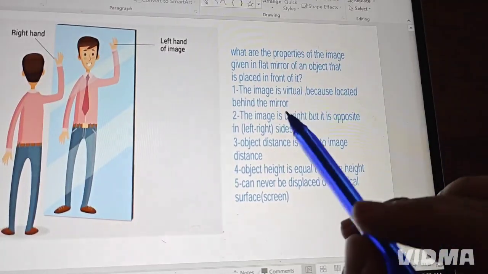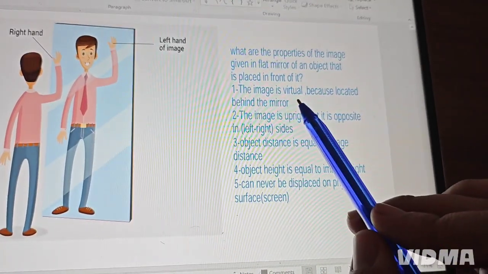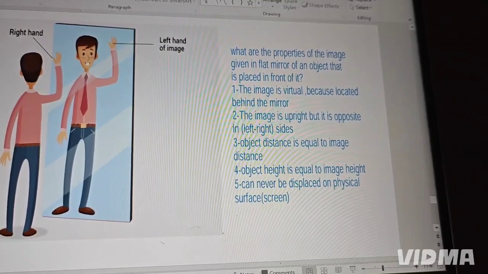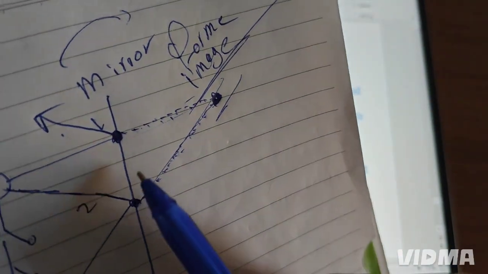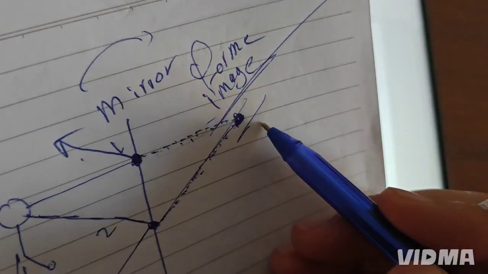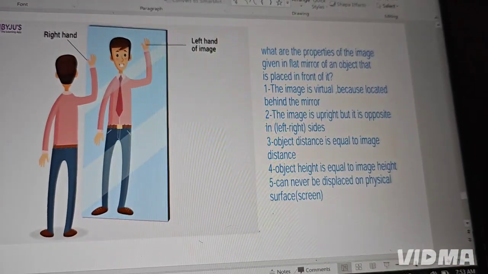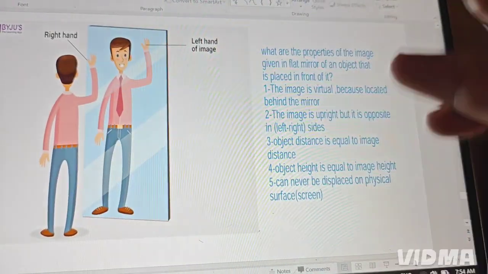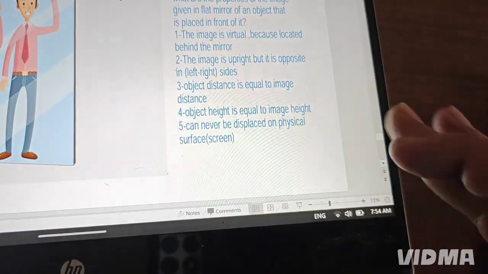So the first property: the image is virtual. Why virtual? Because it is located behind the mirror. As I told you, the type of the image here is virtual, because there is an image, but behind the mirror. Don't get me wrong. I know we can see our picture on the mirror, but physically the process happens behind the mirror. So this is called a virtual image.